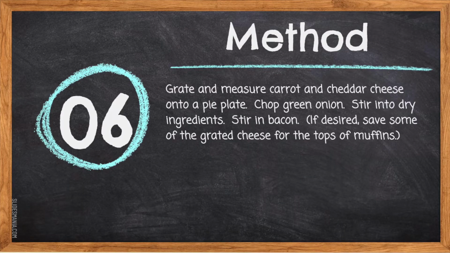Step 6. Grate and measure carrot and cheddar cheese onto a pie plate. Chop green onion, stir into dry ingredients, stir in bacon. If desired, save some of the grated cheese for the tops of the muffins.